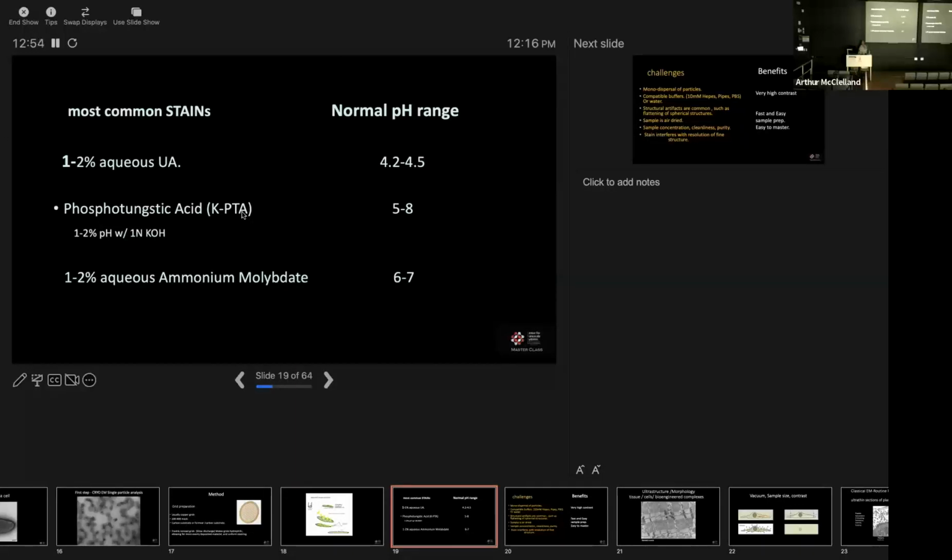Or aqueous ammonium molybdate, which is a higher pH, 6 to 7. The pH of your protein and what you're staining, and the pH of the stain, needs to have some compatibility for getting good negative staining. So if your standard of 2% aqueous UA is not giving you good results, then you can try changing to another stain. It's not going to really give you higher resolution. So when people ask me what's the best one, it's the one that works for you. And some work better with some proteins than others. And if you're having trouble, just try a few different stains to get what works best for you.